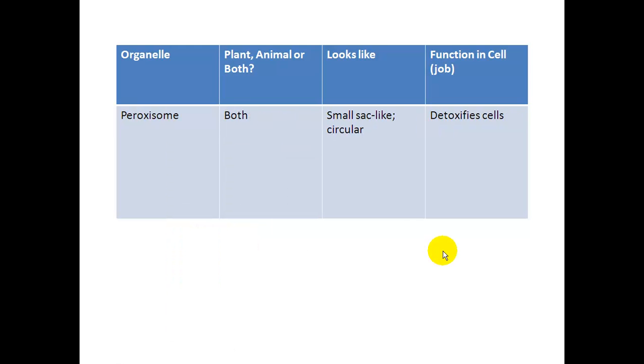Peroxisome, I don't have a picture of it. It's just a small sac-like circular organelle that's found in both plant and animal cells, and it helps with detoxification. So, for you, if you get poisoned for some reason in your lifetime, the peroxisomes in your cells will help fight that off.